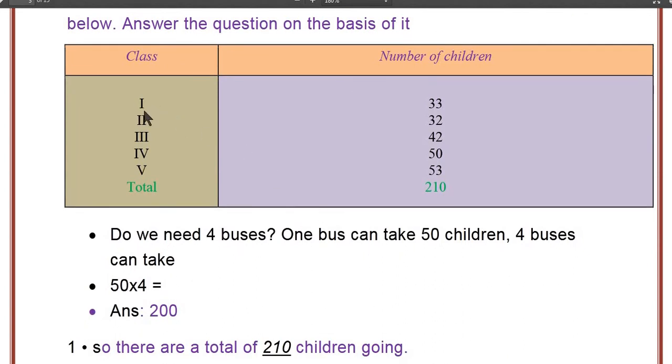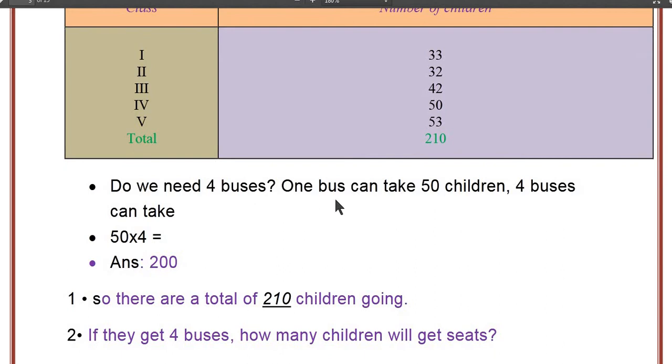Here classes number 1, 2, 3, 4 and 5 are given. And here the number of children is given: 33, 32, 42, 50, 53. It means total students are 210. Do we need 4 buses? One bus can take 50 children.